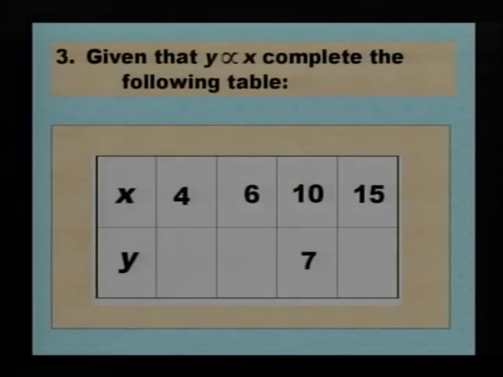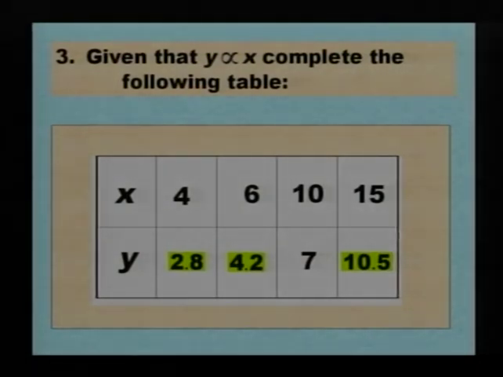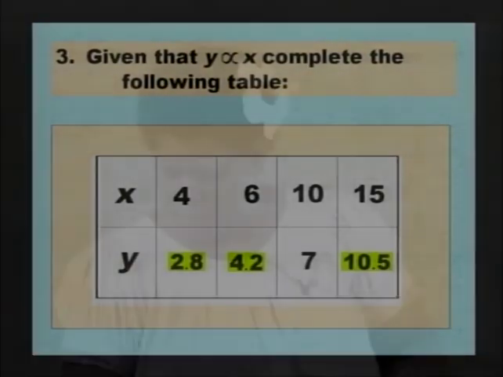Right, number 3, given that y varies as x, complete the following table. Patrick, you have to give us the value for y when x is 4. When x is 4, y equals 2.8. When x is 6, y is 4.2. When x is 15, y is 10.5. Okay, 2.8, 4.2, and 10.5. You all got that? Okay.